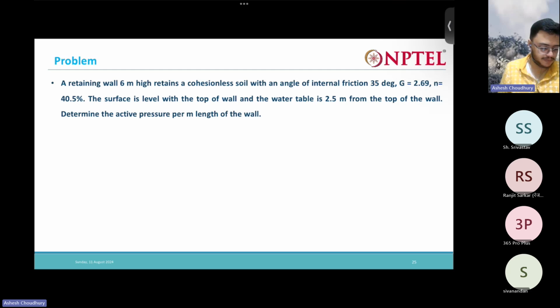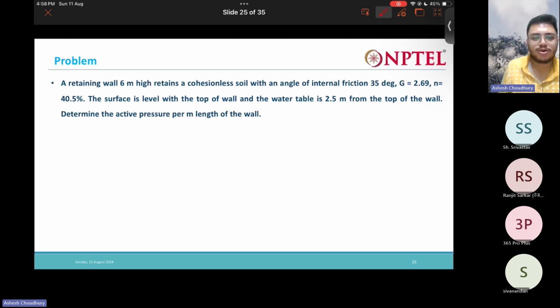What is the first question? A retaining wall 6 meter high retains a cohesionless soil with an angle of internal friction of 35 degrees. G is equal to 2.69, and n, the porosity, is given. The surface is level with the top. A water table is also given. Determine the active earth pressure per meter length of the wall. How are you going to solve this?